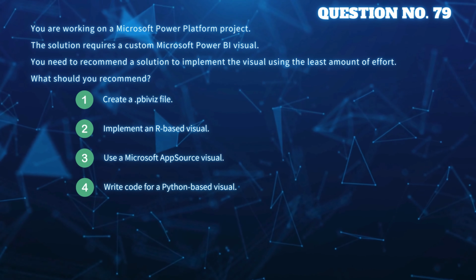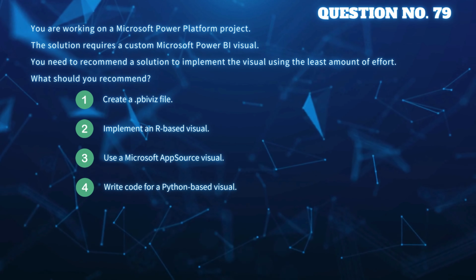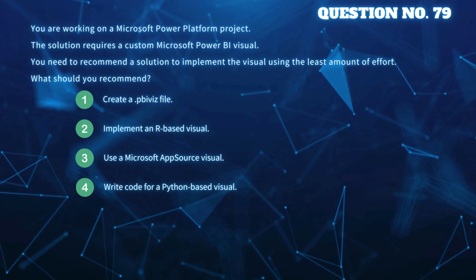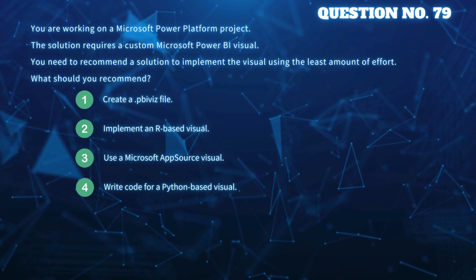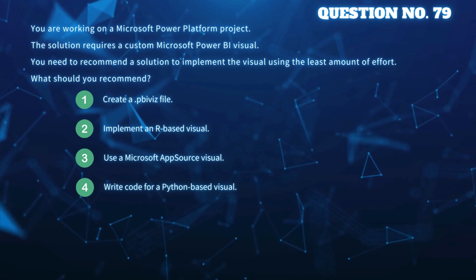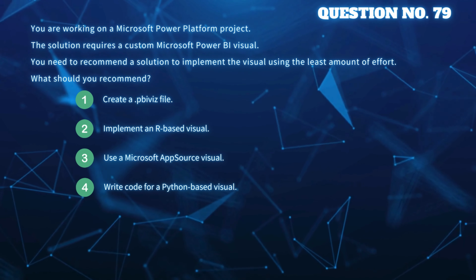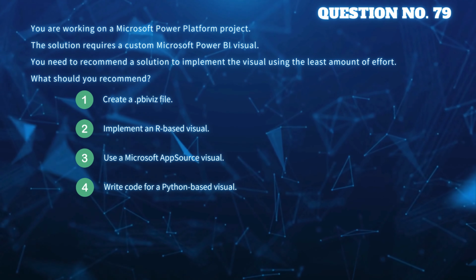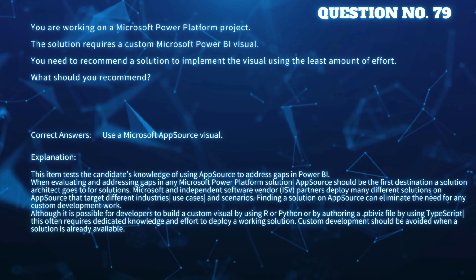You are working on a Microsoft Power Platform project. The solution requires a custom Microsoft Power BI visual. You need to recommend a solution to implement the visual using the least amount of effort. What should you recommend? Option 1. Create a .pbiviz file. Option 2. Implement an R-based visual. Option 3. Use a Microsoft AppSource visual. Option 4. Write code for a Python-based visual. Correct answer: Use a Microsoft AppSource visual.